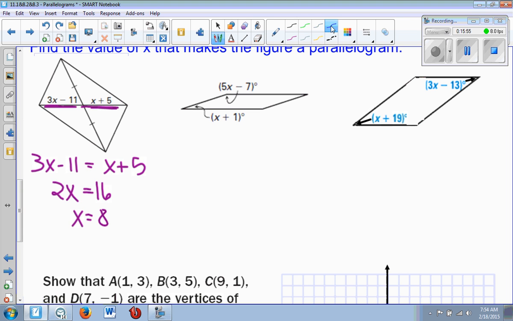In the next problem, the two angles that are marked are consecutive angles in a parallelogram. From the front side and from above, we know that in order for this to be a parallelogram, those two angles aren't going to be equal to each other. Those two angles have to be supplementary to each other.